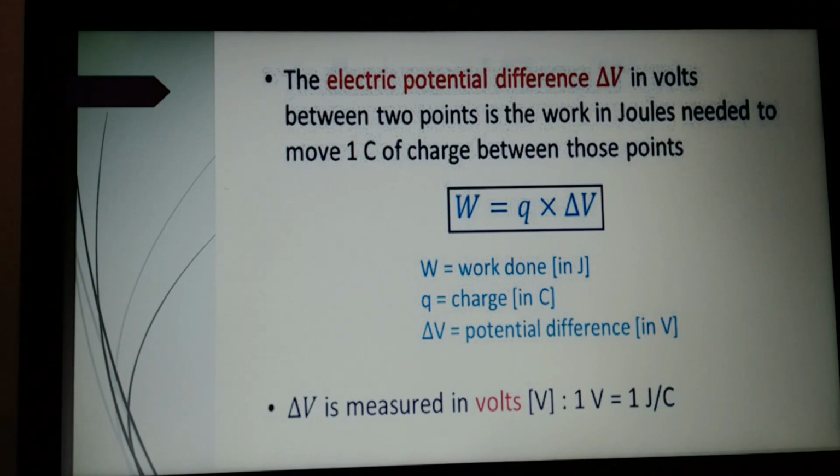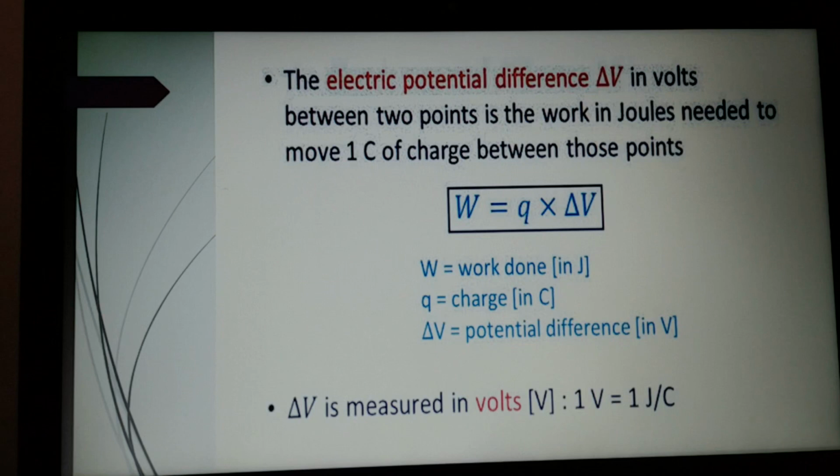Suppose you are moving Q amount of charge, and to move that Q amount of charge, W amount of work is done. W is the work required to move the charge between 2 points, and the charge moved is Q. So the potential difference delta V between them is given by W by Q. What is W? The total work required to bring the charge from one point to the other.